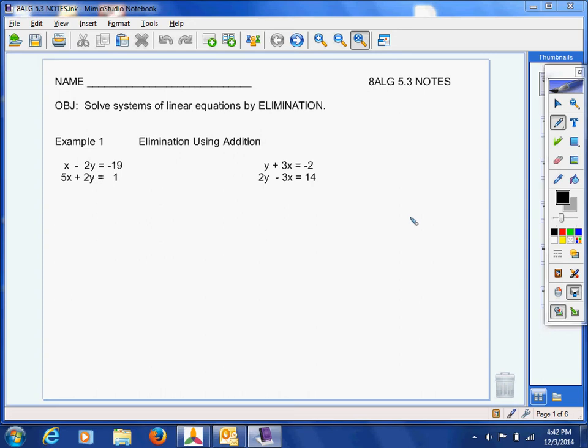Good afternoon, 8th graders. It's Mrs. Thompson, and we are going to talk about elimination today. This is our third and final strategy for solving systems of linear equations.